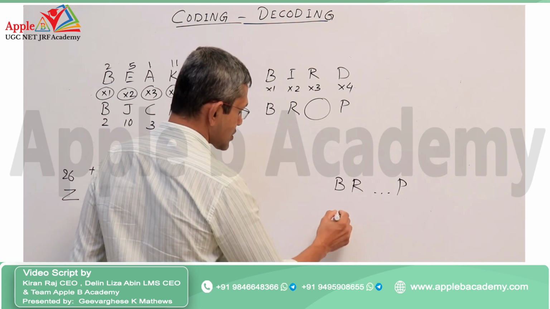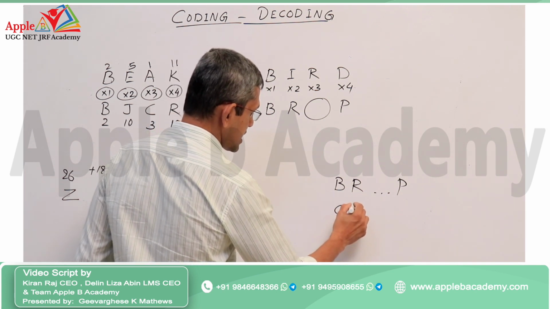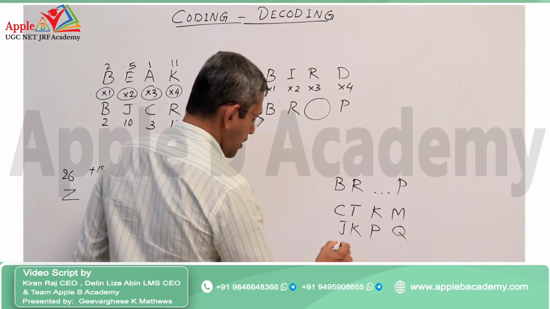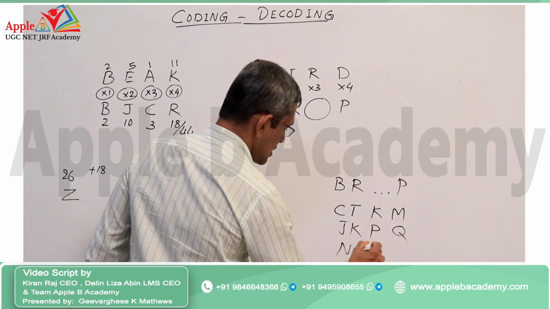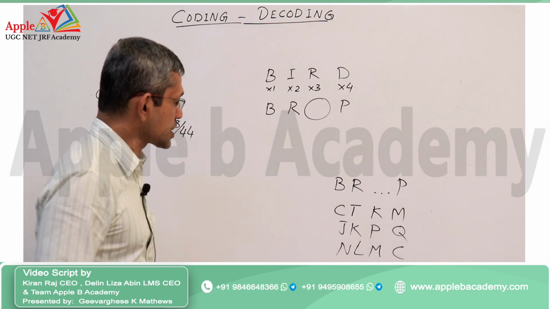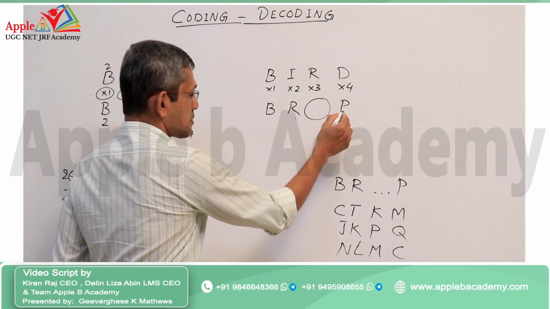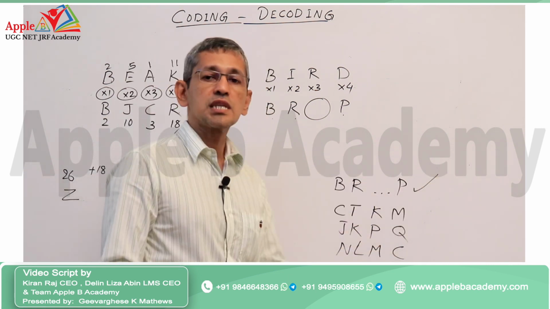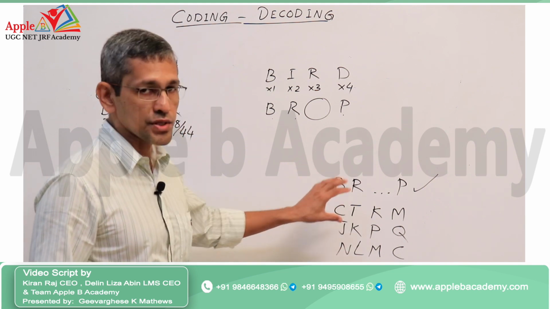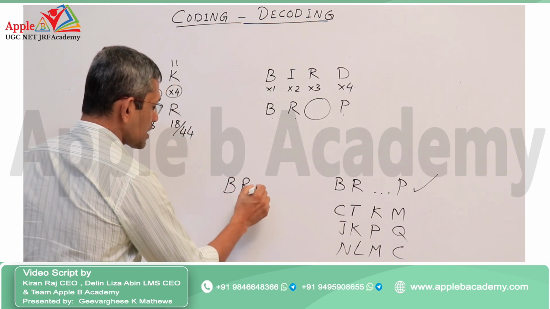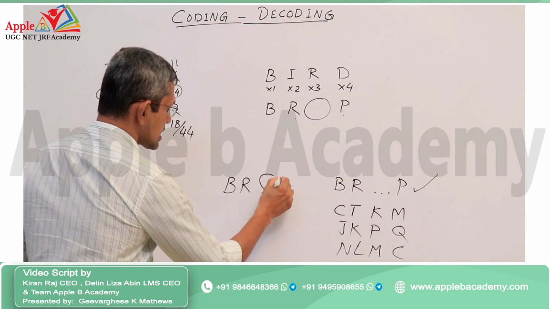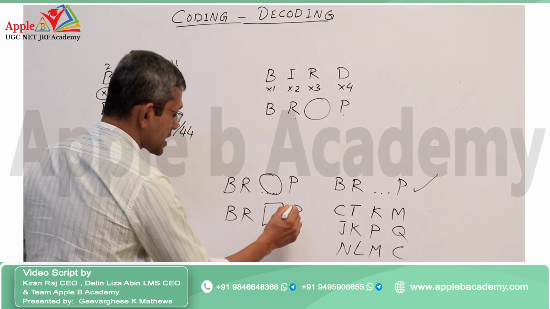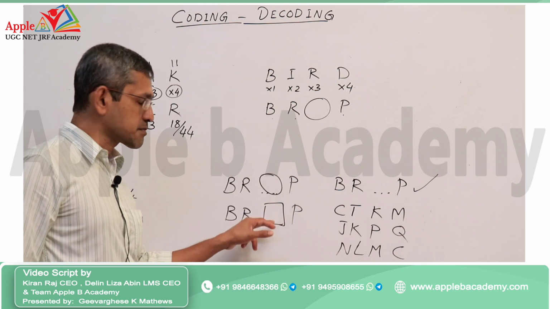So if you have an answer choice something like this, B, R, some letter here and P, and all the other answer choices start from different letters, like C, T, K, M, J, K, P, Q, or N, L, M, C. If these are the 4 answer choices, then since we have B, R and P, that is confirmed, so your answer is going to be this one. But if you have 2 answer choices, like B, R, one letter here and P, and let's say B, R, another letter here and P, that's pretty close. That means the difference is only between these 2 letters.